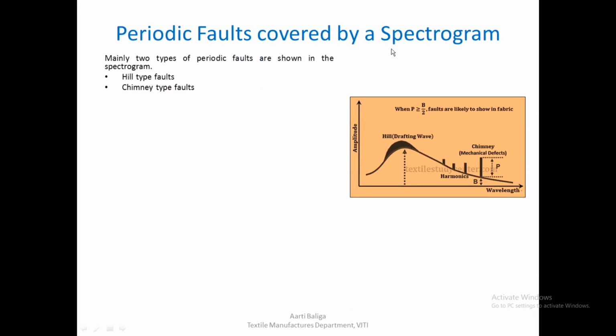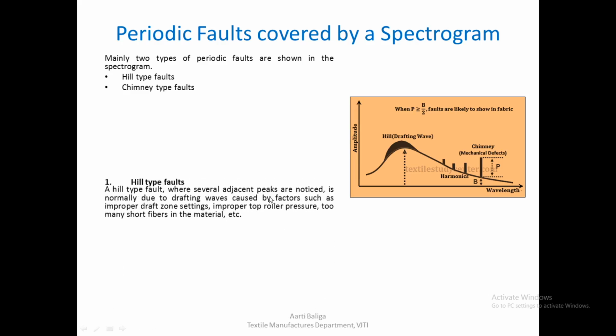So, periodic faults covered by a spectrogram. Mainly two types of periodic faults are shown in the spectrogram, that is hill type and chimney type. The hill type will show distortion somewhere here like this, and the chimney type will be vertical variations which are shown in the form of a sort of chimney. So both these faults are there.